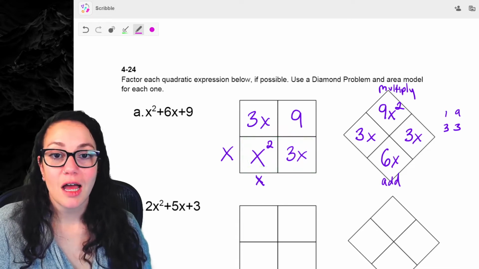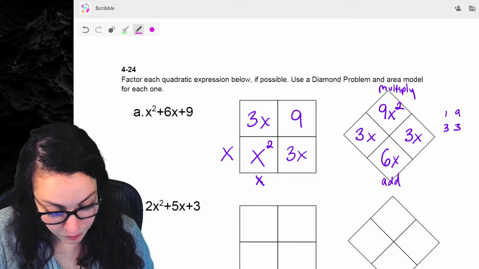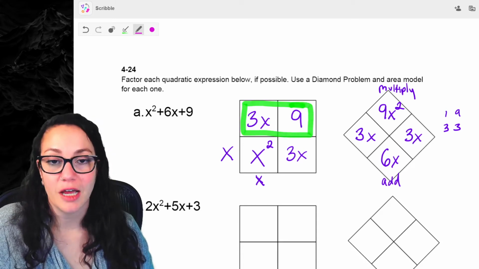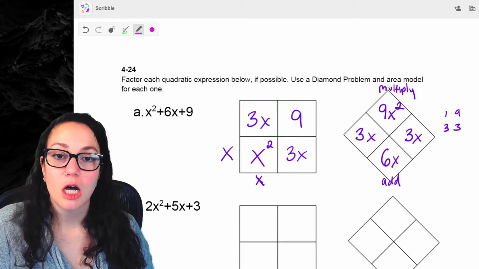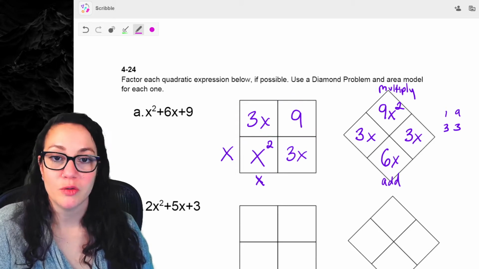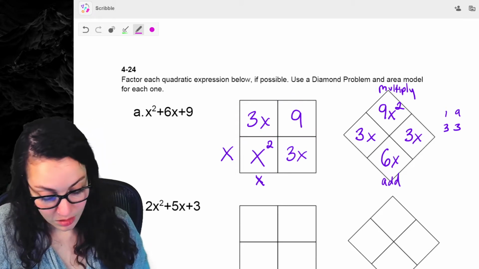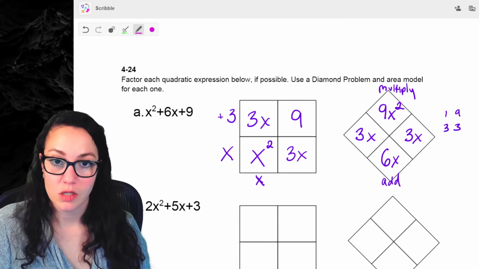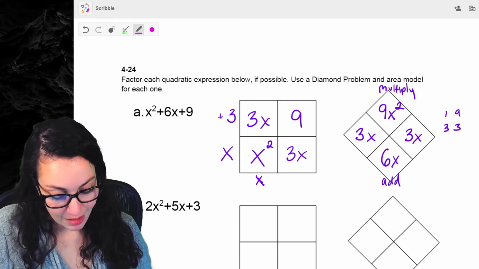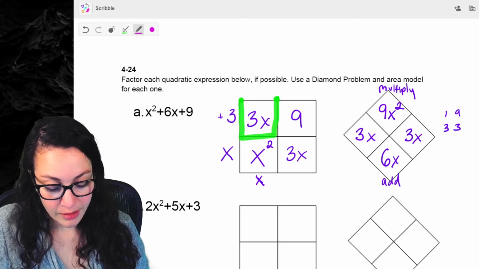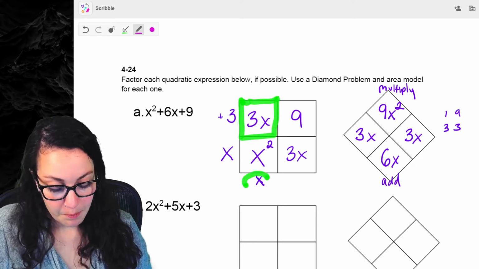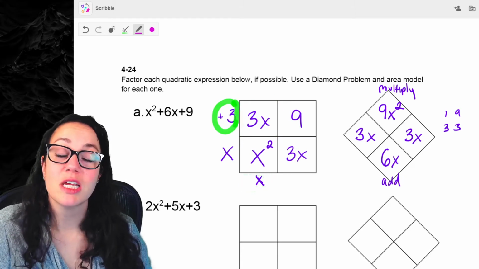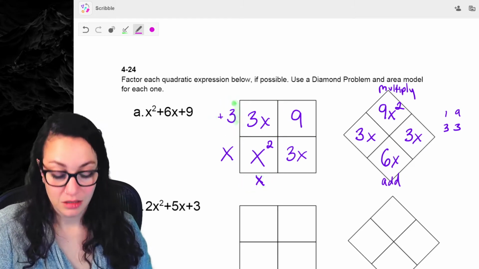Next, I'll look at my top row. So for these two terms, 3x and 9, the greatest common factor for both of those is 3. So I'm going to say a plus 3. It's a positive 3. And I can double check that because the area of this box should be its base times its height. So x times 3 is in fact 3x. So we're good there.